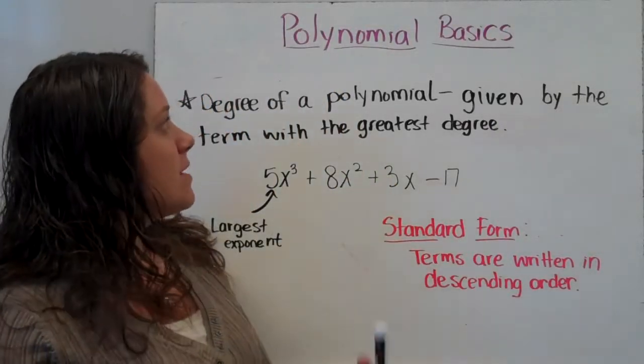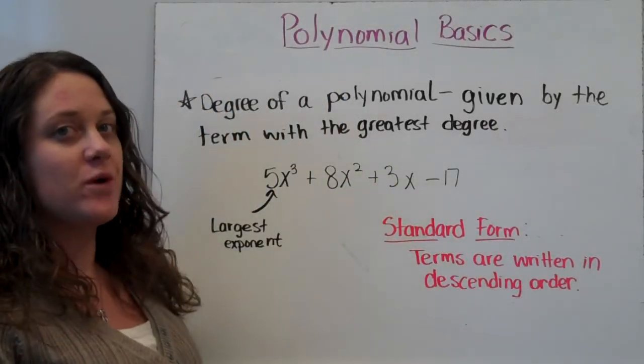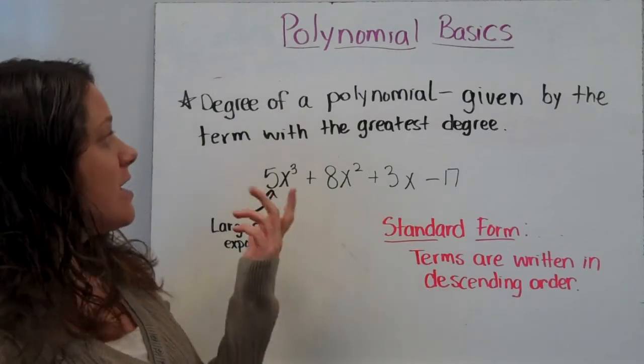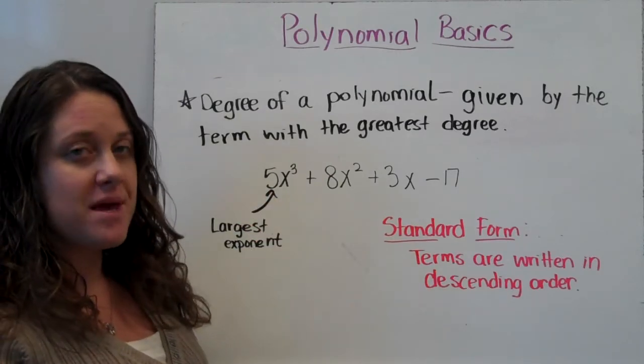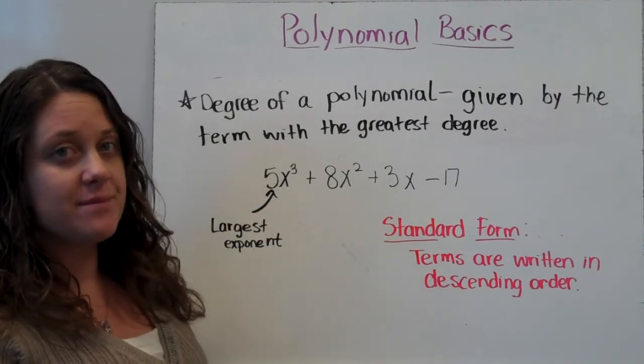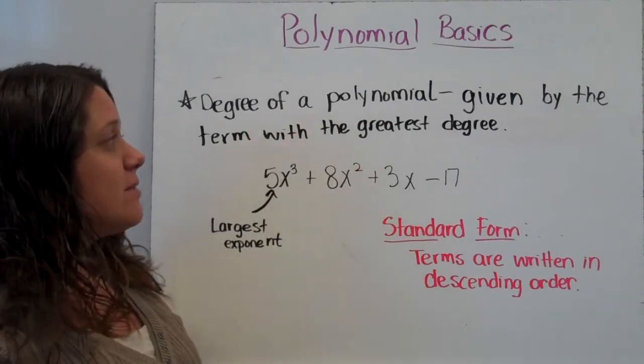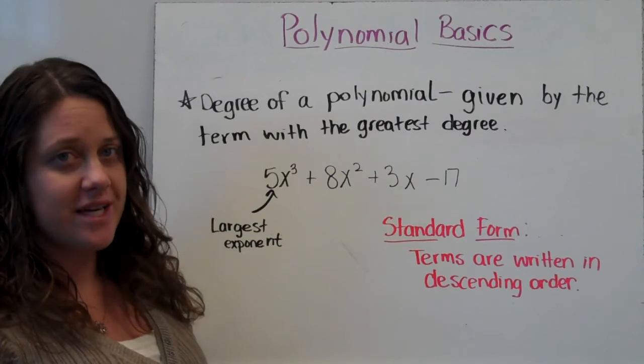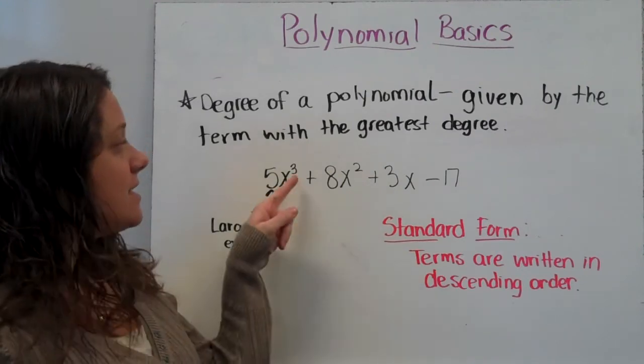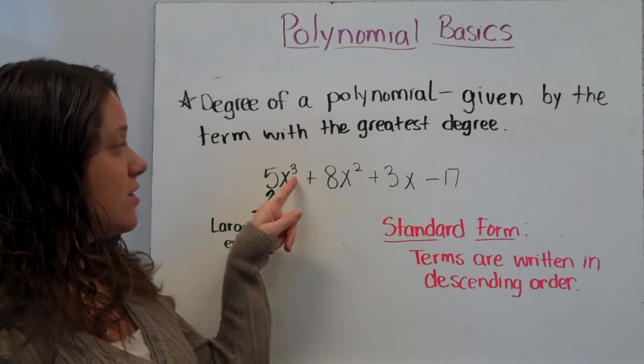Okay, so today we're reviewing polynomial basics, so everyone remembers what a polynomial is. However, I'm just going to review a few things that maybe you have forgotten since we last talked about polynomials. So first of all, the degree of a polynomial is given by the term with the greatest degree. So if you remember, you look at the variables and you look at the exponent.